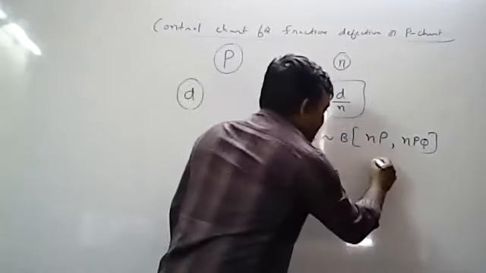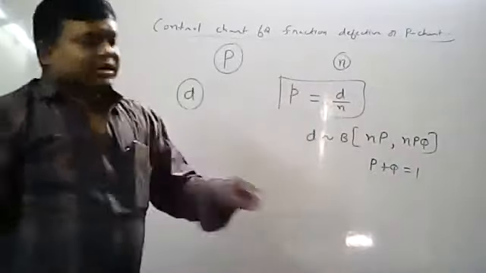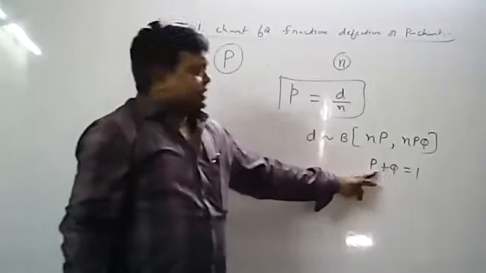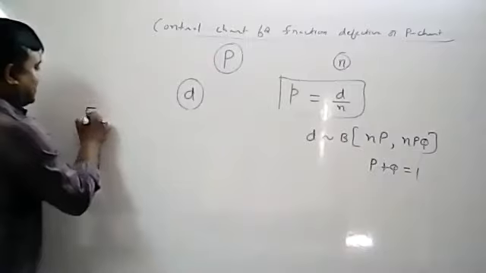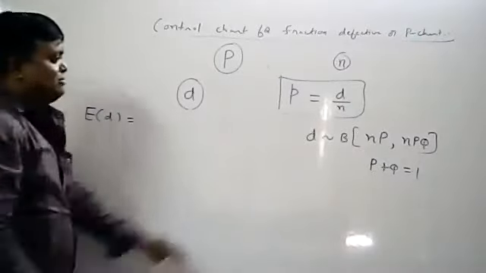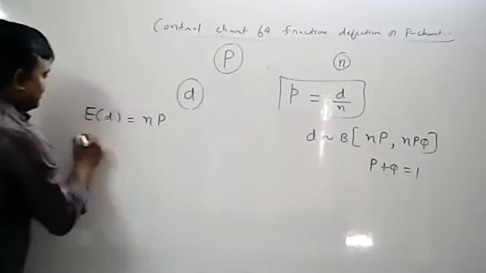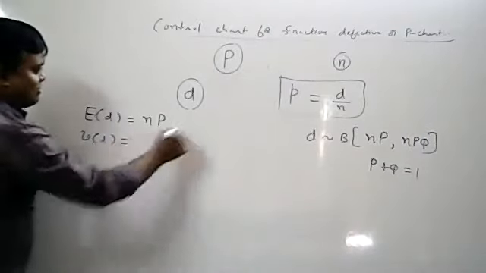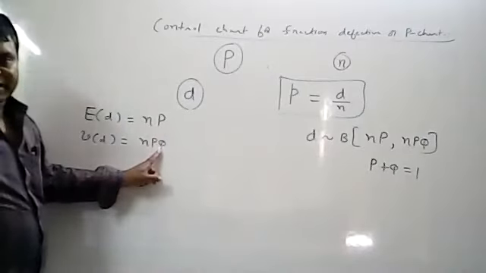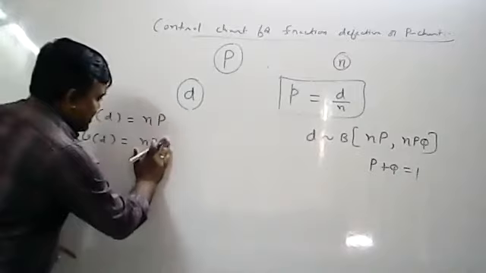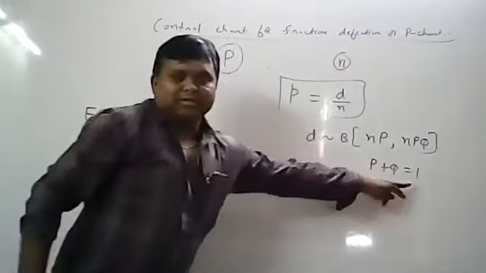Q value, all of you know, capital P plus Q is always equal to 1, since total probability is always 1. P is called the probability of success and Q is called the probability of failure. So expectation of D means the mean value, which is nothing but NP. Variance of D is NPQ. Otherwise, in place of Q you can write 1 minus P, because Q is nothing but 1 minus P.